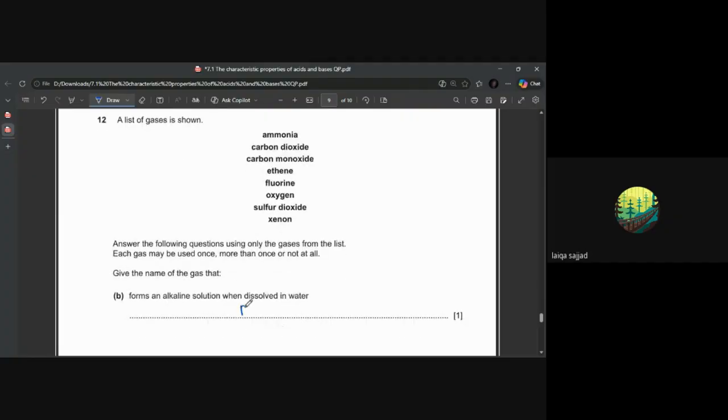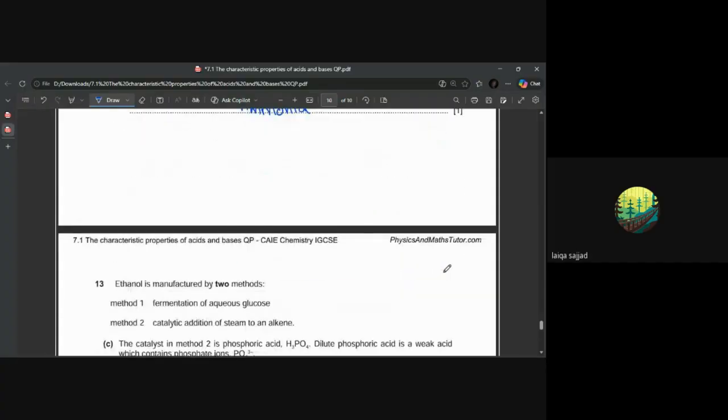So this is ammonia, because when you add ammonia to water, it gives you ammonium hydroxide, which is NH4OH, and it produces hydroxide ions in water, which will make the solution alkaline or basic.